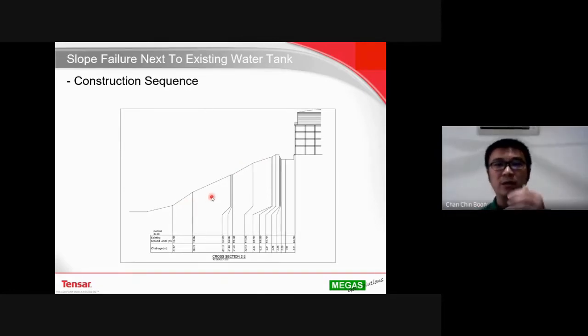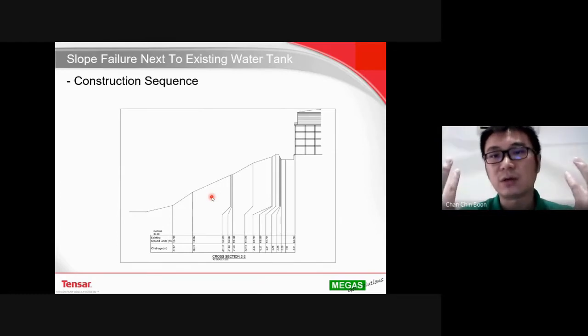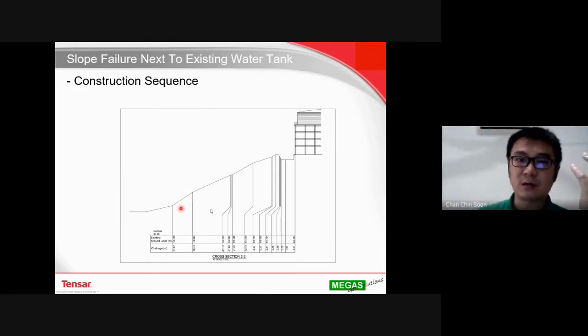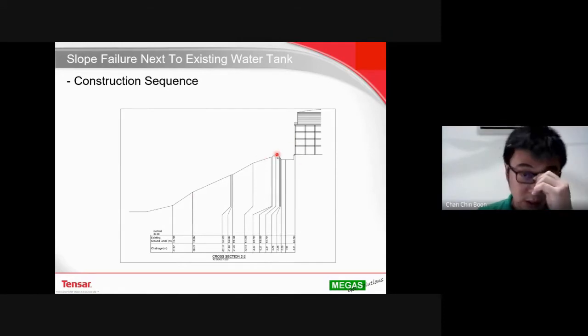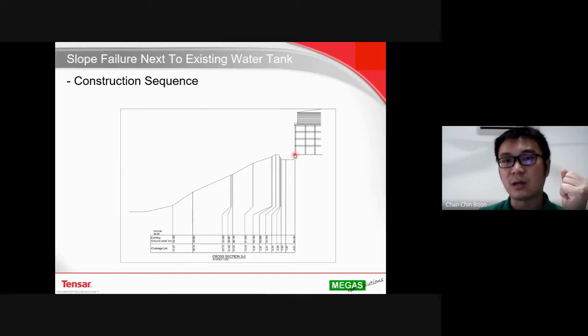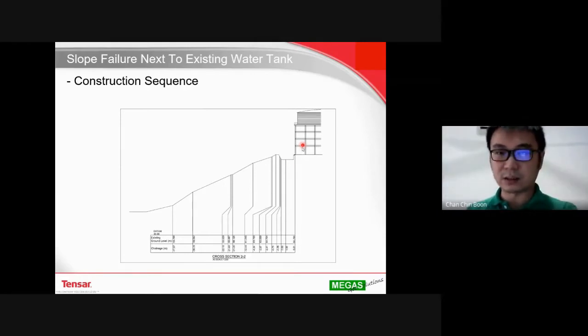So I'm going to explain the construction sequence, how we carry out. Usually, we will carry out this type of repair starting from the bottom and then build up. But for this case, we have a concern that there is some loose soil next to this tall water tank, and we worry that if we excavate and cause some movement of the soil on top, then this water tank might move as well. So we decided to first start with the repair or strengthening works on the platform next to this water tank.